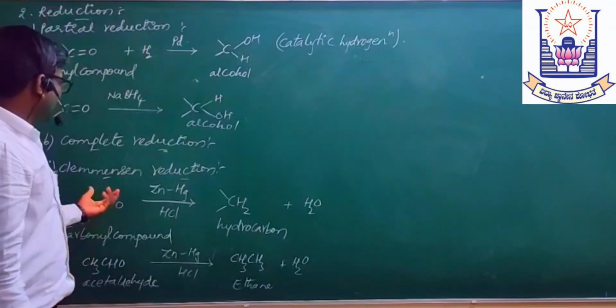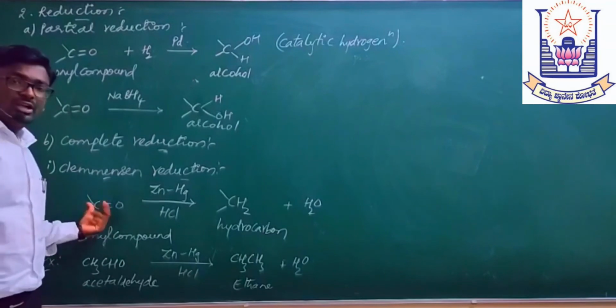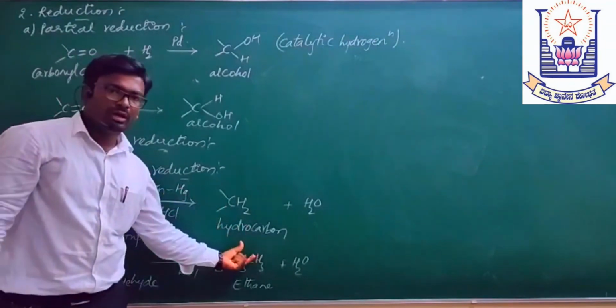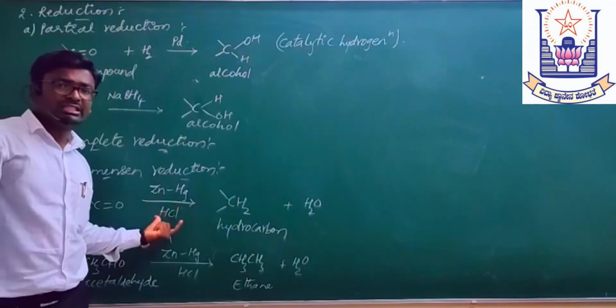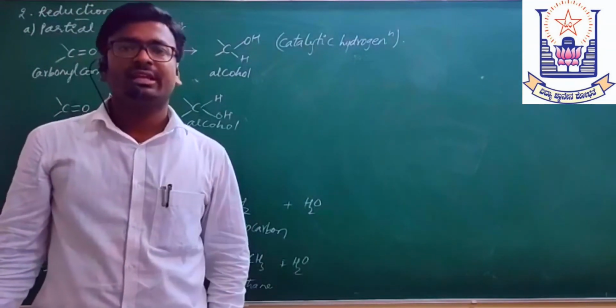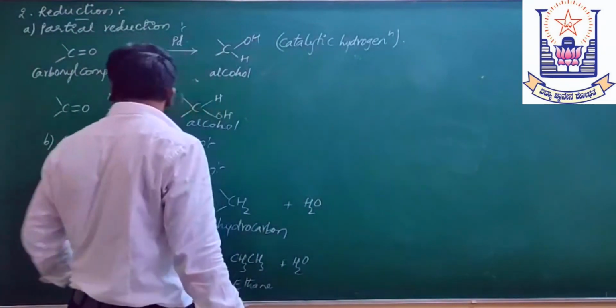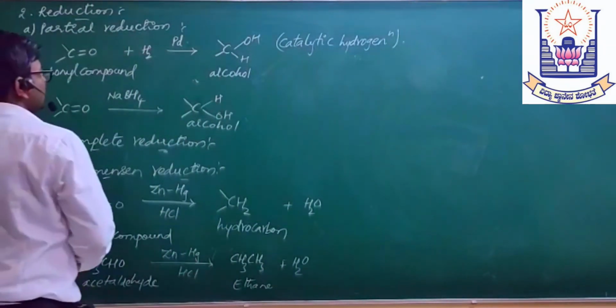So now, what is Clemmensen reduction? The complete reduction of the carbonyl compound into hydrocarbon using zinc amalgam in the presence of HCl. We have another method now. Let us consider the other complete reduction method.